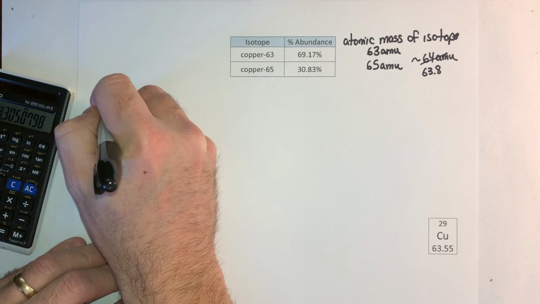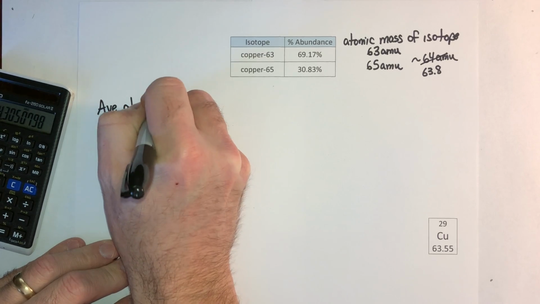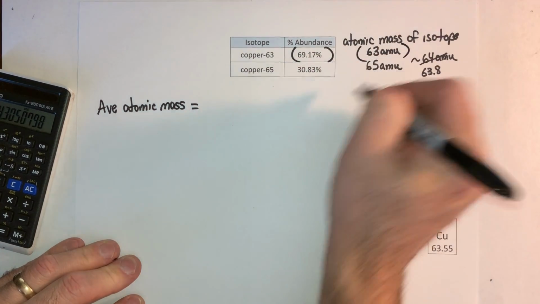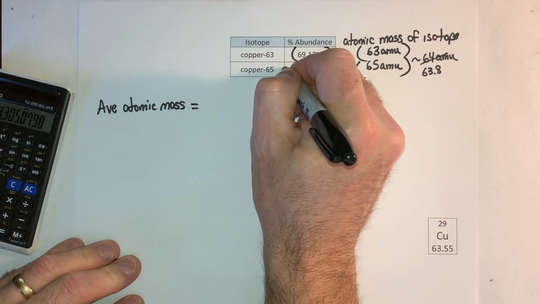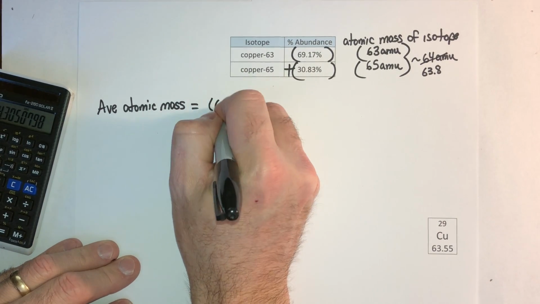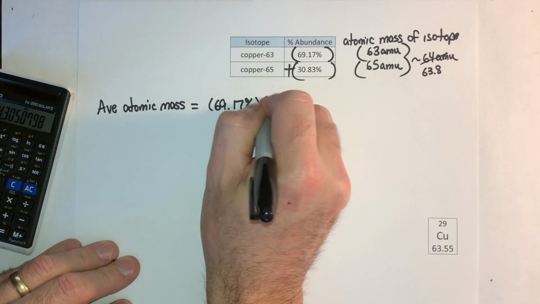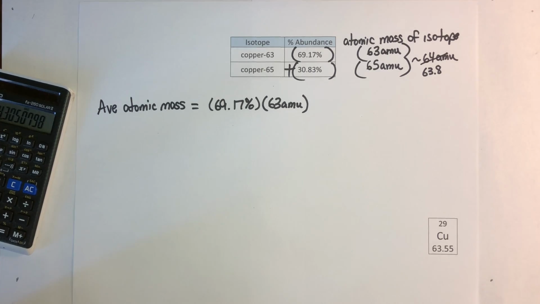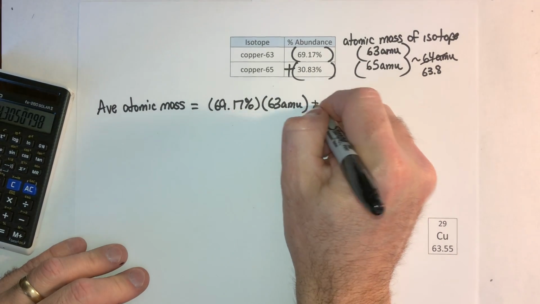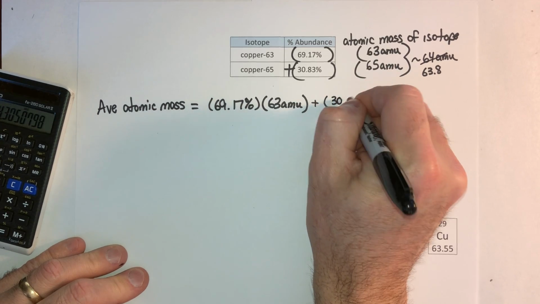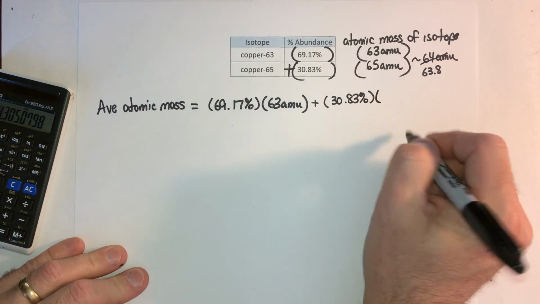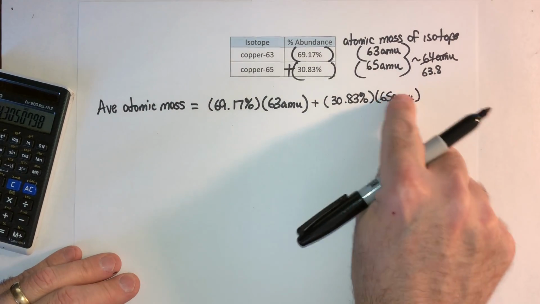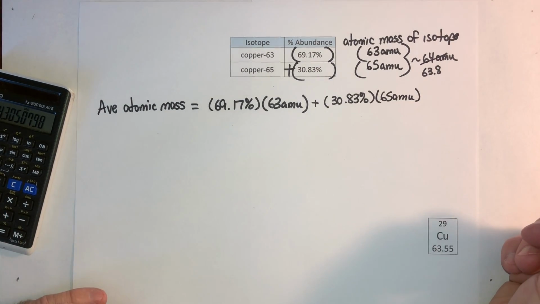Okay, so if we do our calculation, average atomic mass. It's the percent times the mass, and then add them up. So this is 69.17% times 63 atomic mass units. Not as many decimal places as I like, but when you're stuck, you go with what you have. This is 30.83%, and the mass that goes with that isotope is 65 AMU. Again, I'd like more decimal places, but that's the best I have.